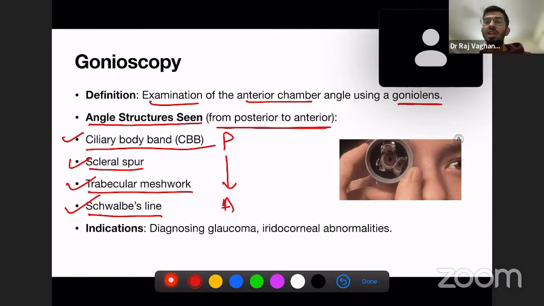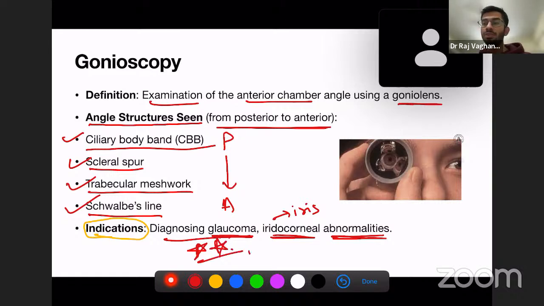the Schwalbe's line. Now, the indications of gonioscopy include diagnosing glaucoma or iridocorneal abnormalities, because we are focusing on the iris part. If there are any iridocorneal abnormalities, they can be easily determined using the gonio lens, and you can also diagnose glaucoma using the gonio lens. Why? Because you're examining the iris, and if there is a defect in the iris or in the aqueous outflow because of an infection like uveitis or iritis, then there can be glaucoma. So we can also diagnose glaucoma with the help of gonioscopy.